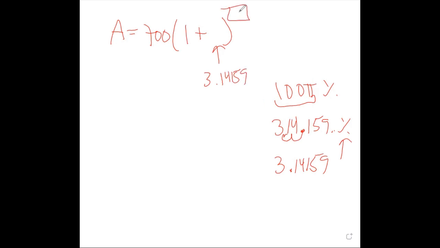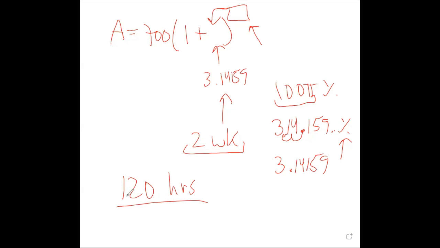Here, time has to agree with R. This R is measured in 2-week intervals because it says every other week. So here, this time has to be measured by 2-week clusters. If you read the problem, they want us to advance 120 hours from now. But the question is, 120 hours equals how many 2-week intervals? So we have to turn 120 hours into 2-week intervals.